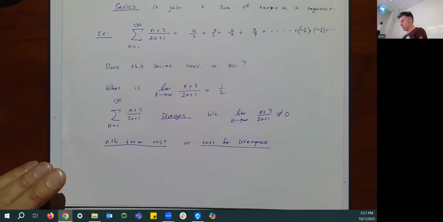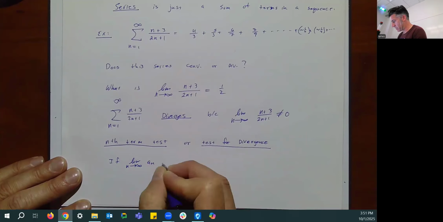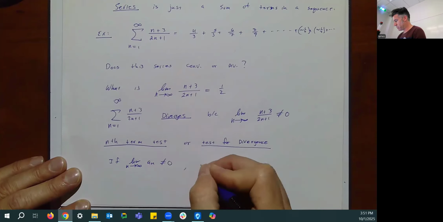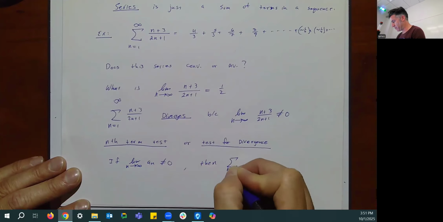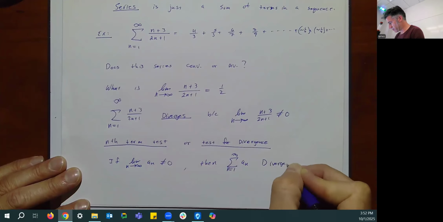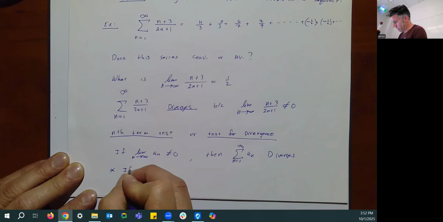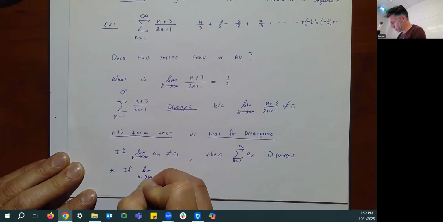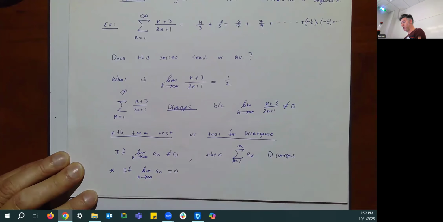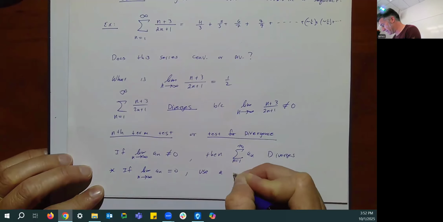So the way it's typically phrased is: if the limit as n goes to infinity of the sequence is not zero, then the series diverges. And just to tack on an addendum, if the limit as n goes to infinity of a sub n is equal to zero, then anything can happen. The series could diverge, the series could converge. But really what that means is you have to use a different test.